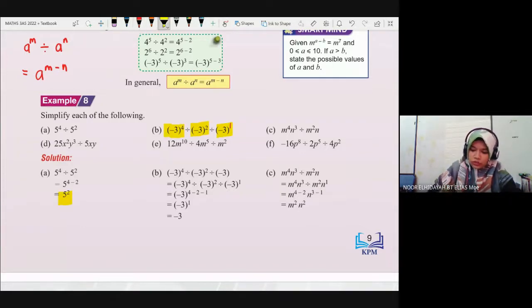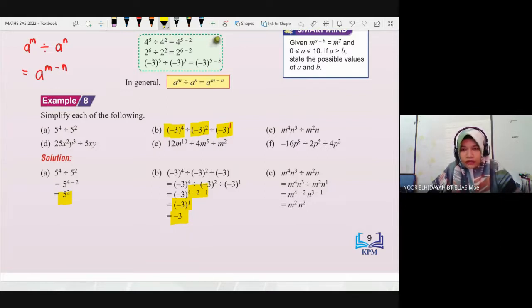So di sini dia tunjukkan the index 4 minus 2 minus 1. Then you get the answer is negative 3 to the power of 1. Normally untuk yang power of 1 ni, kita tak perlu letak pun. So the final answer is negative 3. But if you give the final answer as negative 3 to the power of 1, pun boleh. Tak ada masalah sebenarnya.